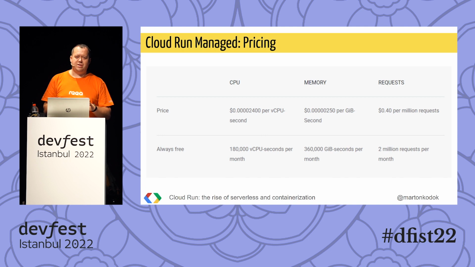We have client projects where they don't have much traffic. They don't have 2 million requests in a month, and they are fine with Cloud Run. We have clients with hundreds of millions of requests, and the bill is around $300. And it scales down when there is no traffic. It scales up when there is traffic.